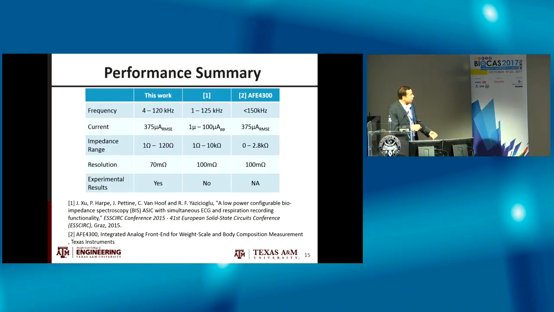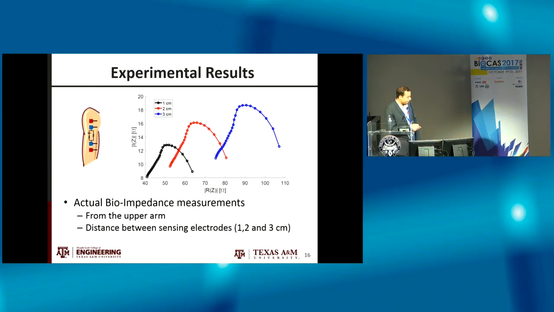This is a comparison of this work with a recent paper from 2015 and also a commercial product for bioimpedance spectroscopy from TI. It compares the frequency current, the impedance range, and the resolution. This work shows higher resolution than the other work, and it has similar specs for the other parameters. But I believe the most important thing here is that we have shown experimental results for bioimpedance spectroscopy from a small segment of the body, as we will show later.